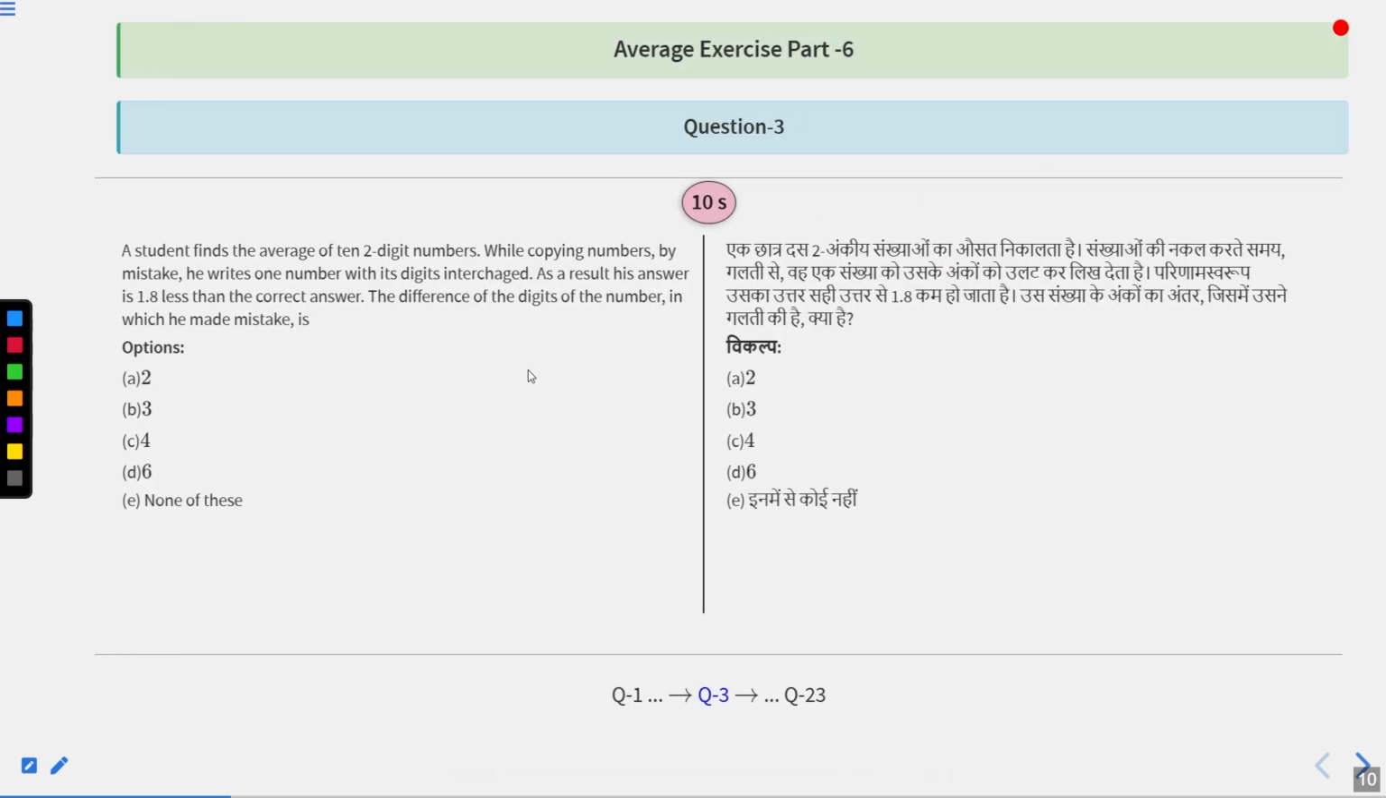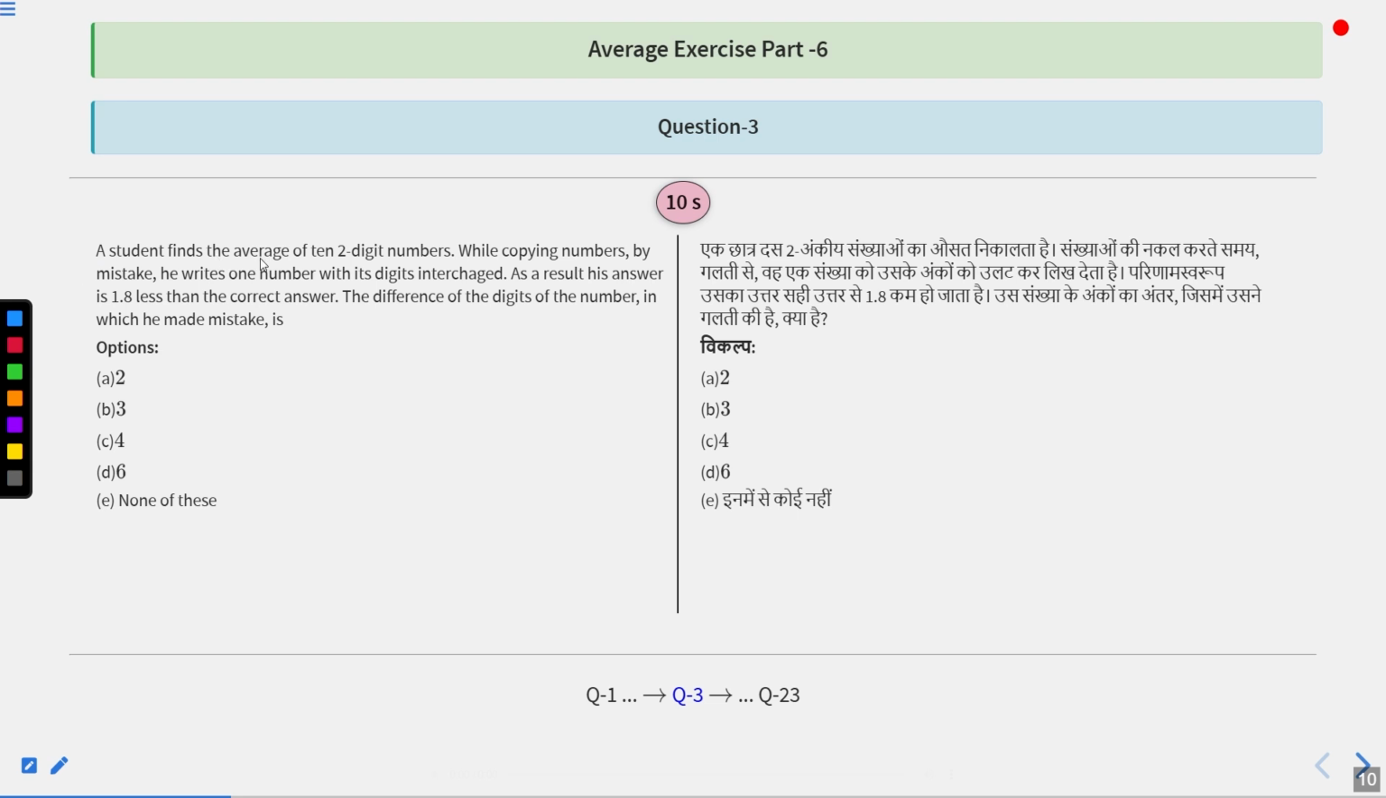Next one. A student finds the average of 10 two-digit numbers. While copying a number, by mistake he writes one number with its digits interchanged. As a result, his answer is 1.8 less than the correct answer. The difference of the digits of the number in which he made the mistake is? You have 5 options and 10 seconds to analyze the question. Your time starts now.